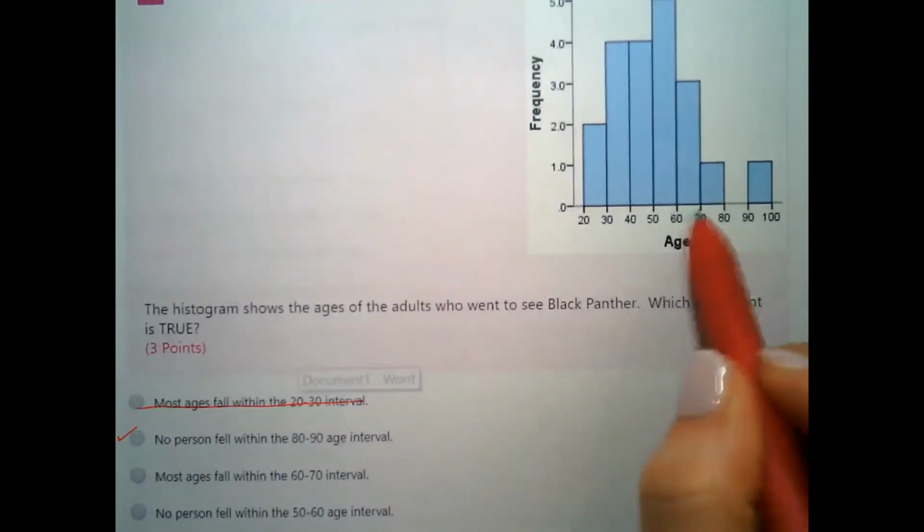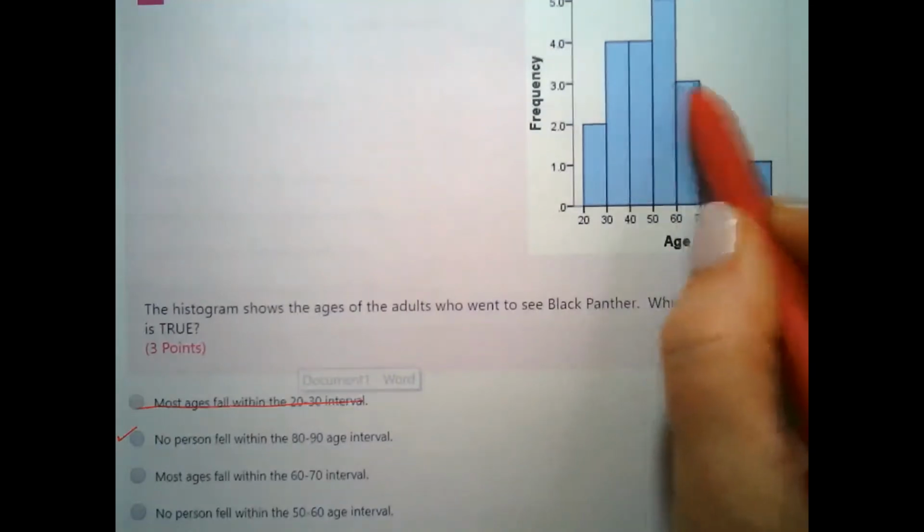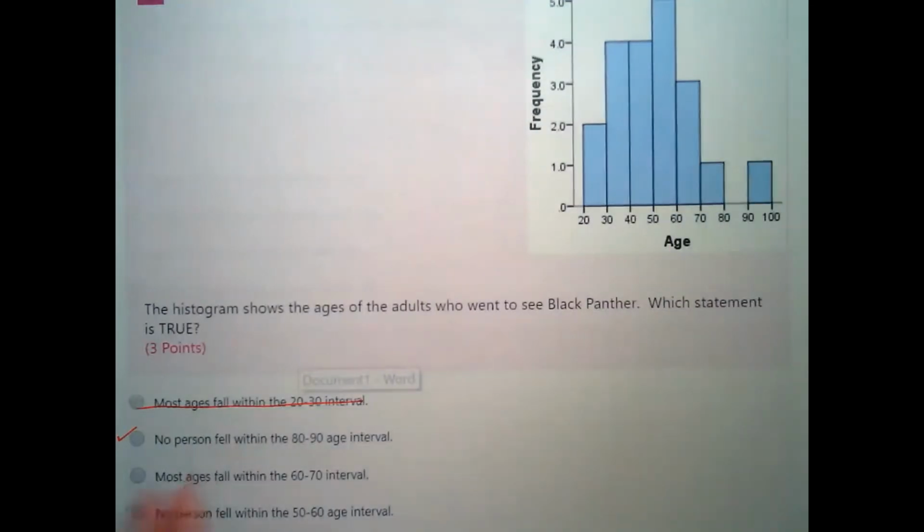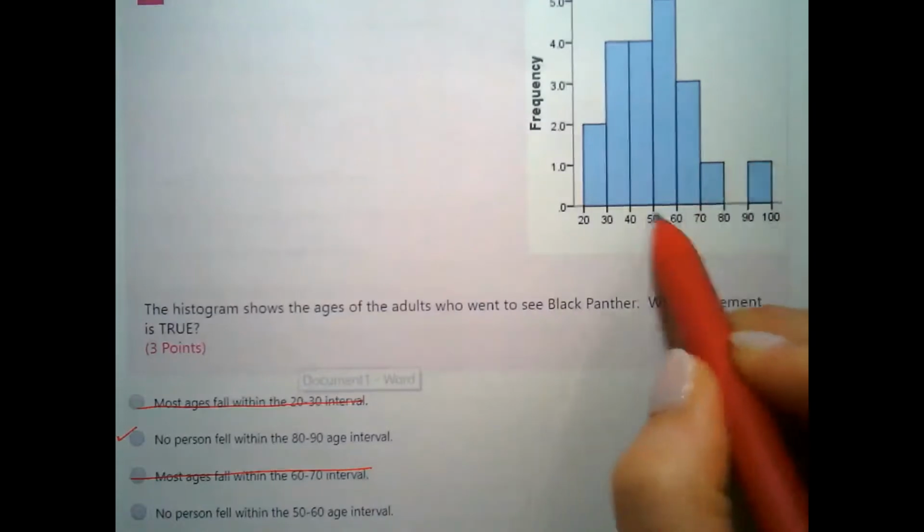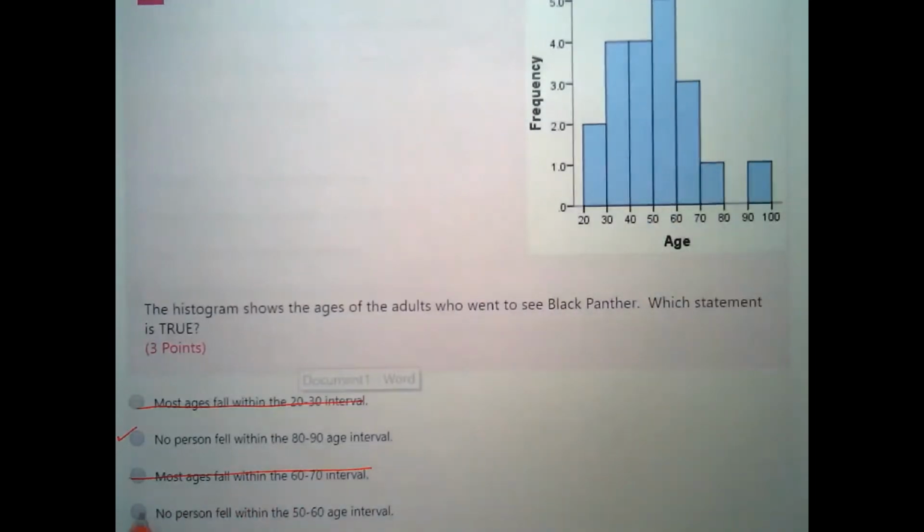Most ages fall between 60 and 70. Well, that is definitely not the highest bar. And no person fell within the 50 to 60 range. That is actually the highest group of people that we have here. So this is, in fact, our answer. Notice that I didn't just jump to it because I may have made a mistake. It's always good to check all your answer choices before you make a final call.